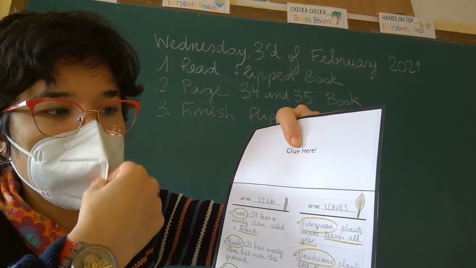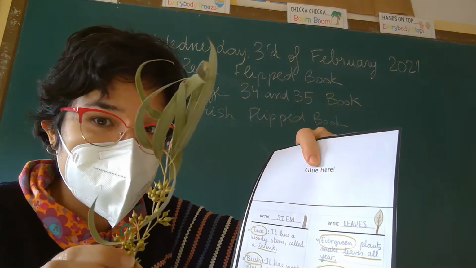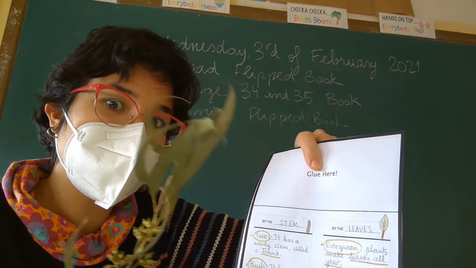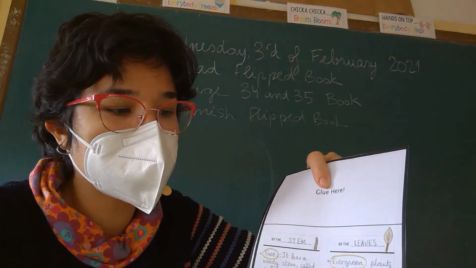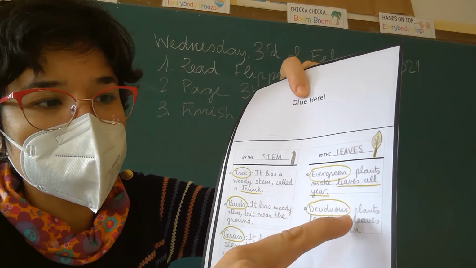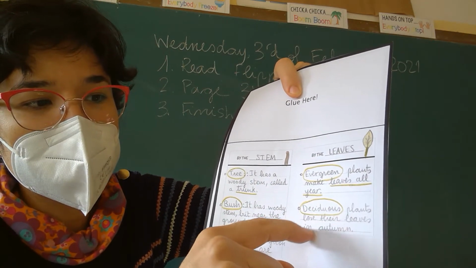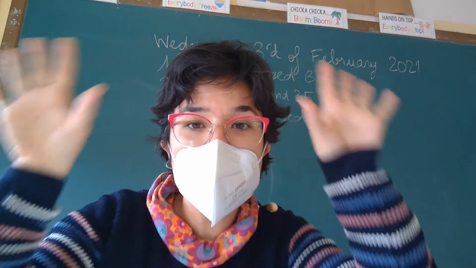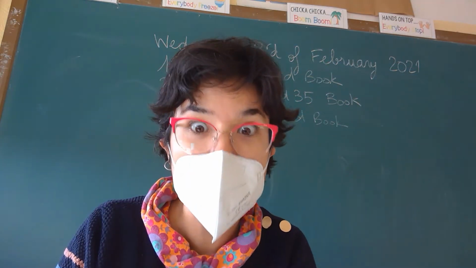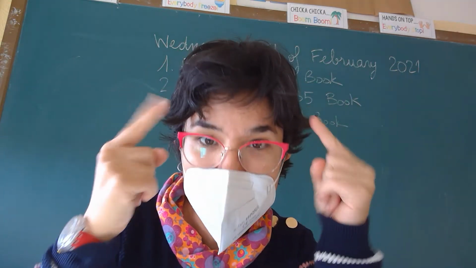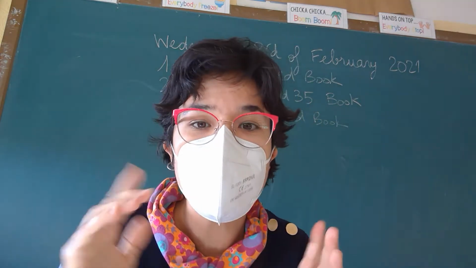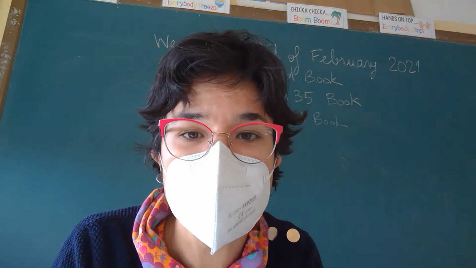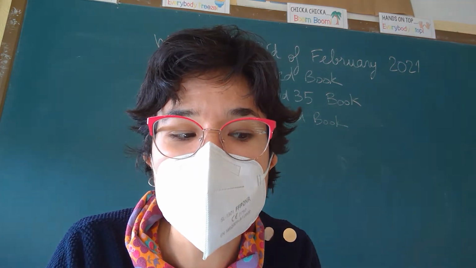Evergreen plants make leaves all the year, in winter, in autumn, in summer. And deciduous plants lose their leaves in autumn. In autumn, all the leaves are falling down, okay? So this song that you remember, it's for the deciduous plants. Repeat, deciduous.